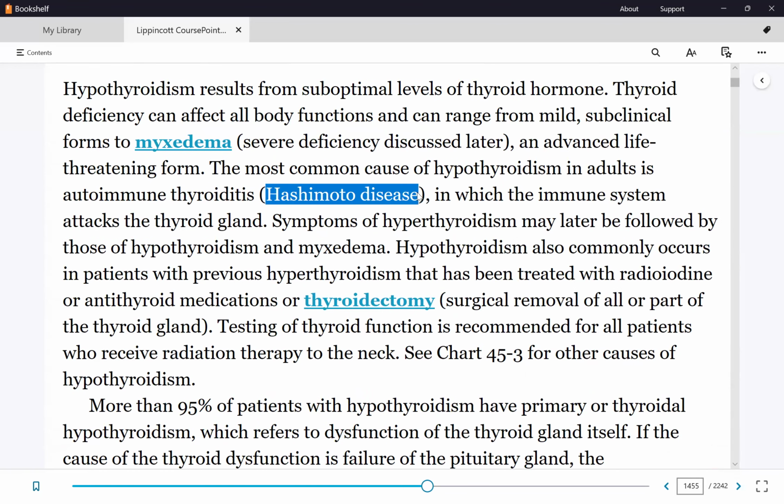So it comprises the majority. Now, the population affected by Hashimoto's are mostly women. There are male patients, but they're very rare, okay? Most common are females. So patients you see in nursing homes or in the hospital taking thyroid hormones are mostly female patients.